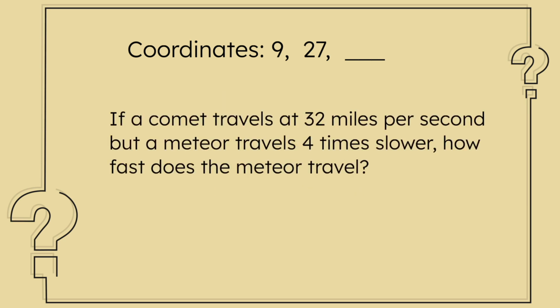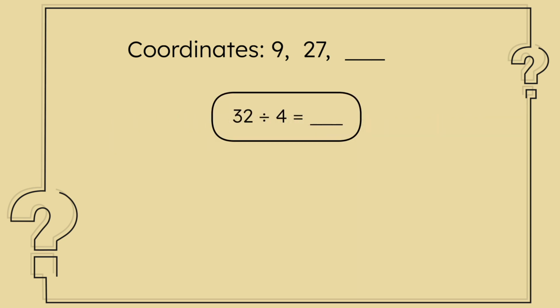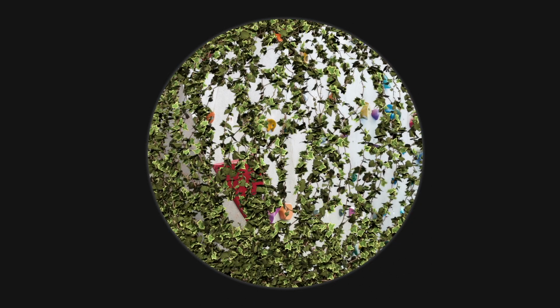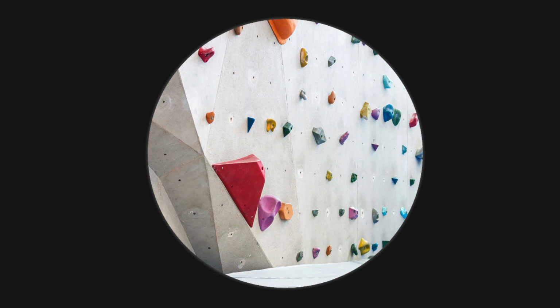And finally, if the comet moves at 32 miles per second, but the meteor travels 4 times slower, how do we find its speed? Right, division. If we divide 32 by 4, we get 8 miles per second. We have our coordinates, 9, 27, 8. Wait, that's just pointing across the room.